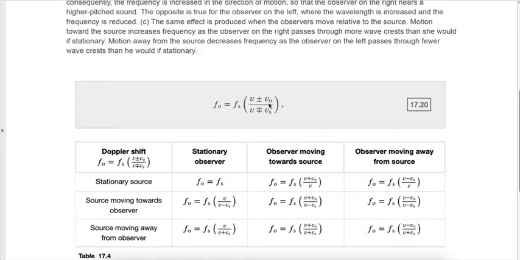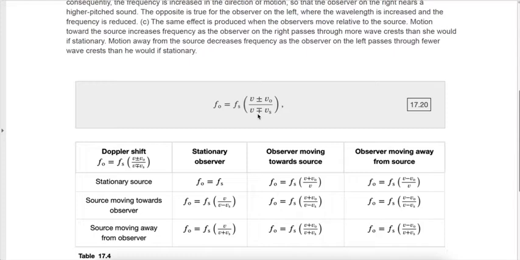Okay, so we've got all these different scenarios here. The observer, the listener, might be moving, or the source might be moving. And notice how we've got this plus minus on top and minus plus on the bottom. The reason for that is because if you divide by a bigger number, a fraction gets smaller. So we've got to be careful. If something changes in the bottom, we use the opposite sign of what we would expect.